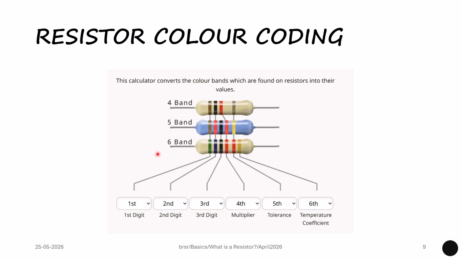In the case of a 6 band resistor, the 1, 2, 3 represent the 3 digits. Fourth is the multiplier similar to the 5 band resistor. Fifth is the tolerance and sixth is the temperature coefficient. They are much more rarely used. So commonly used resistors have 4 bands.